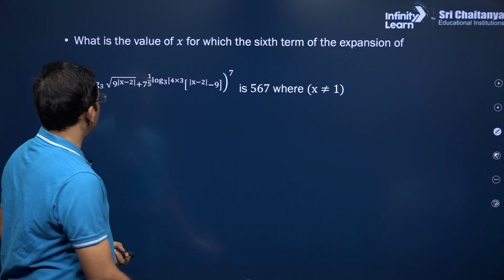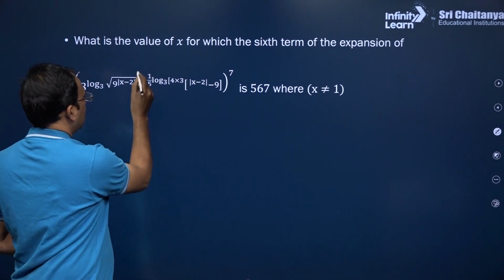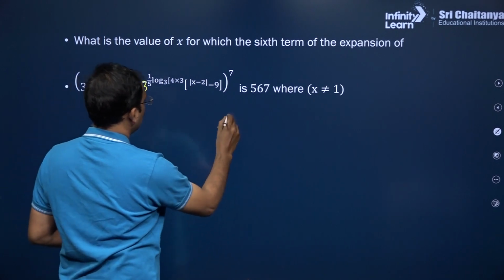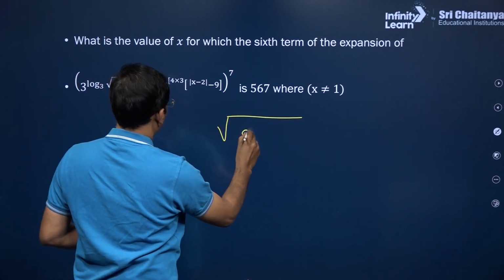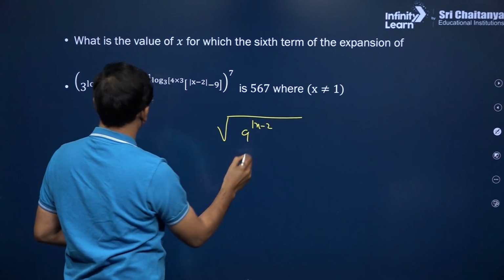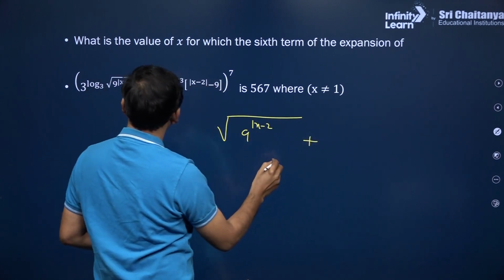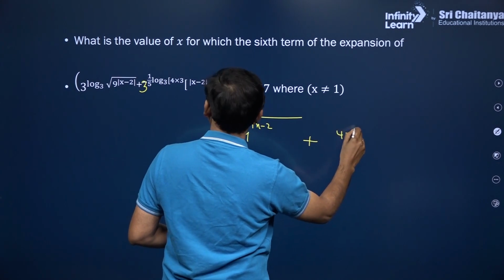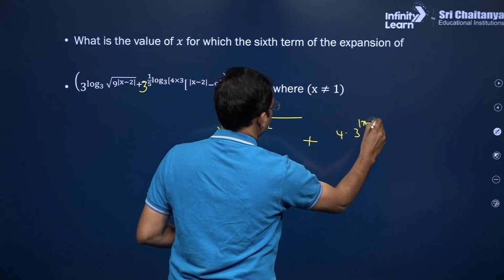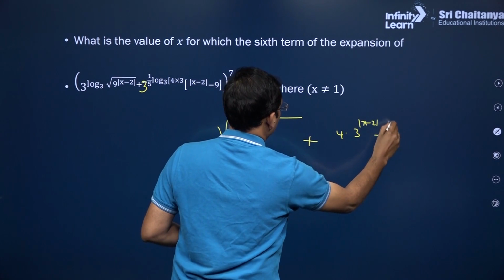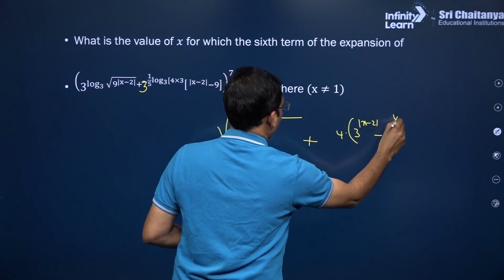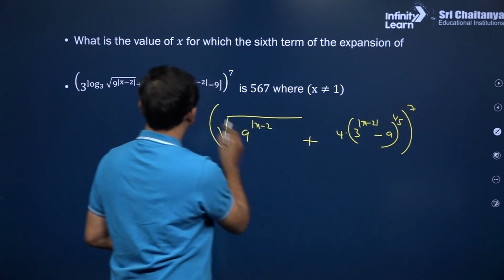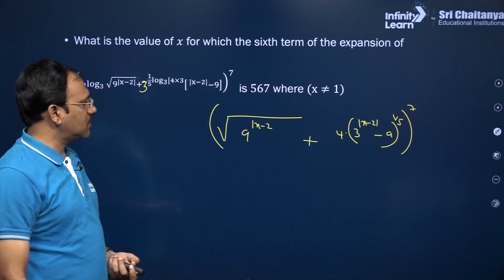Next, in this question there may be a printing error here. The first term is the square root of 9 to the power of mod x minus 2. The second is 4 into 3 to the power of mod x minus 2, minus 9, whole to the power 1 by 5, and the whole thing is raised to the power 7. This is the expression, in the form of number power logarithm.